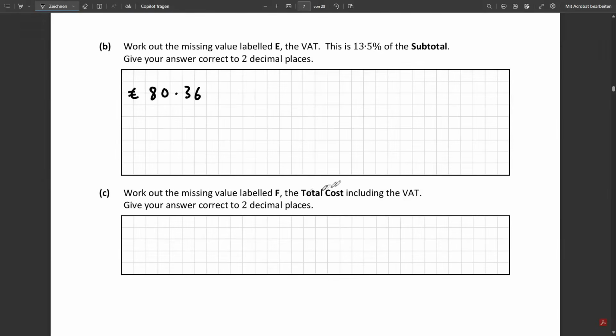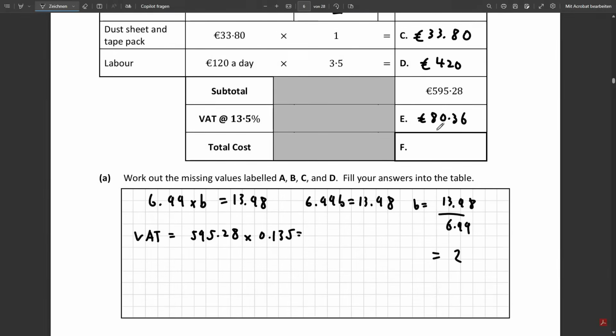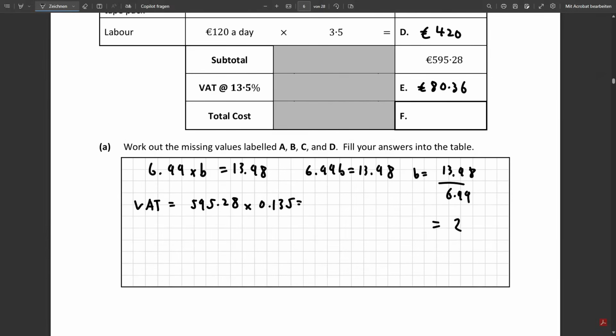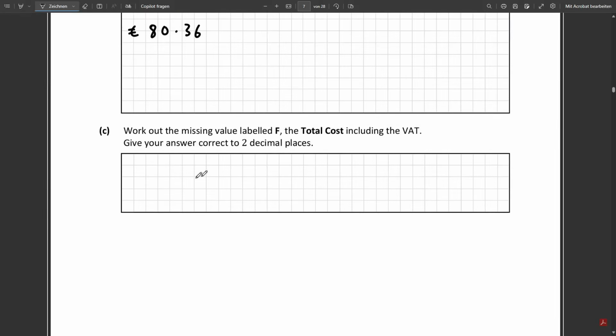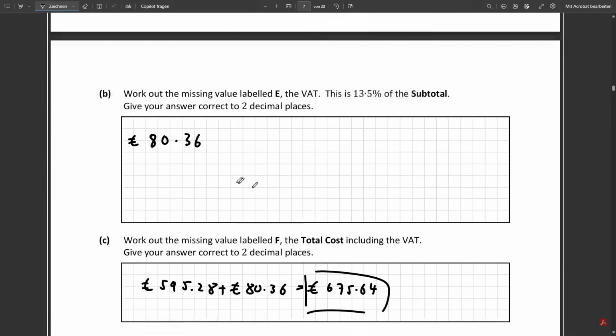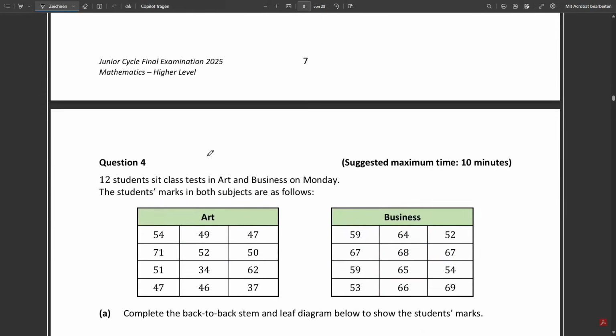And then we have to get F, the total cost, including the VAT. So we just add those together because you add VAT on top of the cost. And you get 675 point, so euro 675.64 as your answer. So you should probably put it down here, and show how you're getting it. So you're adding the two numbers. You're doing 595.28 plus euro 80.36. That gives you euro 675.64 as your answer. And two decimal places, well, it's already two decimal places because of that.